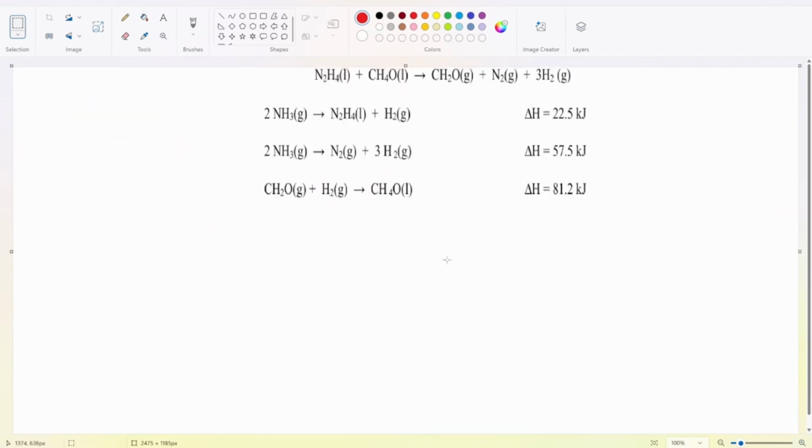Last one. Alright, so I'm gonna do one more. The last one was quite easy. It just looked hard. There were 4 equations, but it was quite easy. This one might be a little pain in the booty to do, but that's no problem.